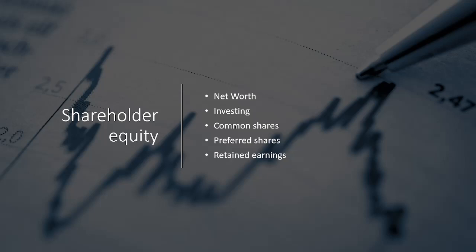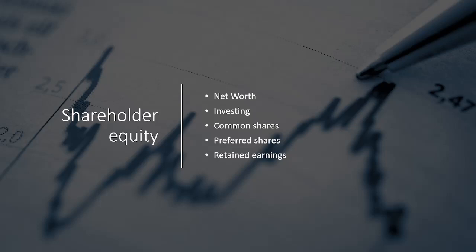Shareholder equity can be thought of as a business's net worth. It's the measure of how much the company's owners have put into it, either by investing money or keeping earnings over time. Shareholder equity is divided into 3 categories on the balance sheet: common shares, preferred shares, and retained earnings.